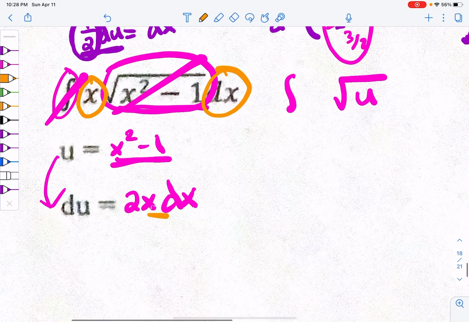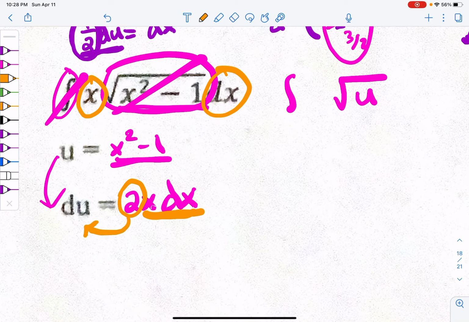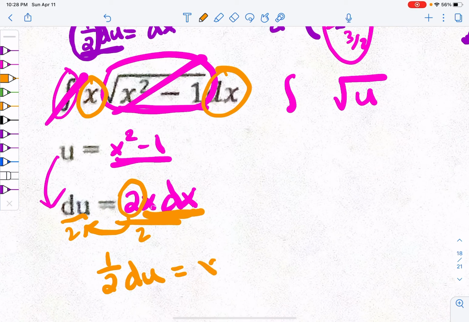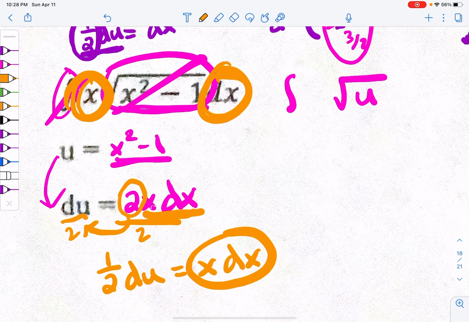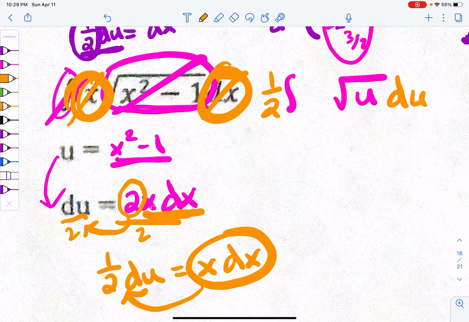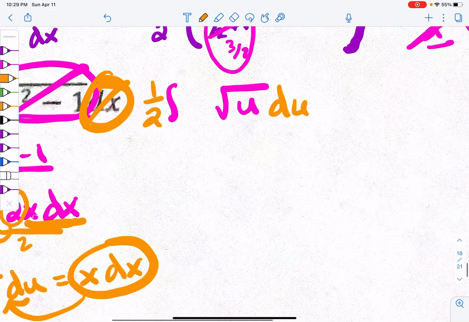Okay, x and dx, I see those right here, but I need to get rid of this 2 because I don't have 2x dx, I have just x dx. So I want to kick that 2 to the other side. So I divide by 2, and instead of writing du divided by 2, I write it as 1/2 du equals x dx. Okay, so I can see that this x and dx is going to be replaced with 1/2 du. So I cancel those guys off, and I'm going to do 1/2 du. I'm going to stick that 1/2 out in front and the du on the back, and the 1/2 is just going to chill. So I have 1/2 integral u to the 1/2 power du.